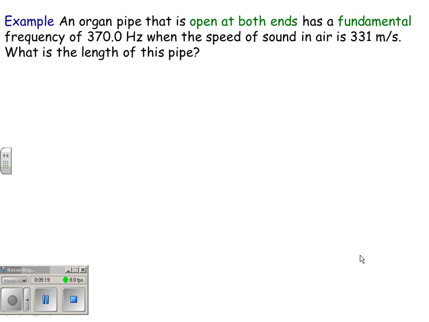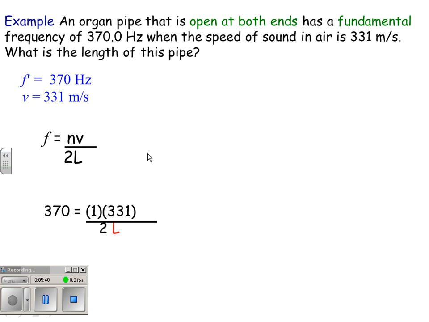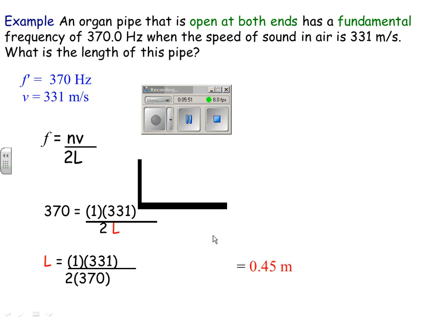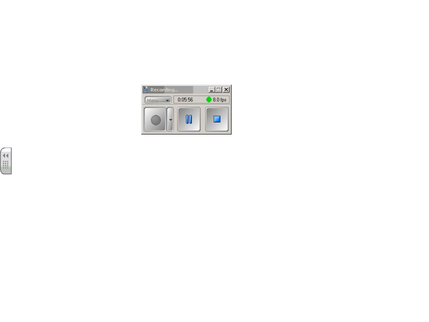All right. I have a pipe organ again that's open on both ends. Fundamental frequency I'm given, and I'm looking for the length of the pipe instead. So I have my fundamental frequency. I have the speed of sound in air given to me in the problem. Since it's open at both ends, I'll use nV over 2L. Since it's the fundamental, n will be 1. I'm looking for the L, so I'll switch where the 370 and the L are, and I'll end up finding out that it is 0.45 meters. So just different ways to rearrange that equation.